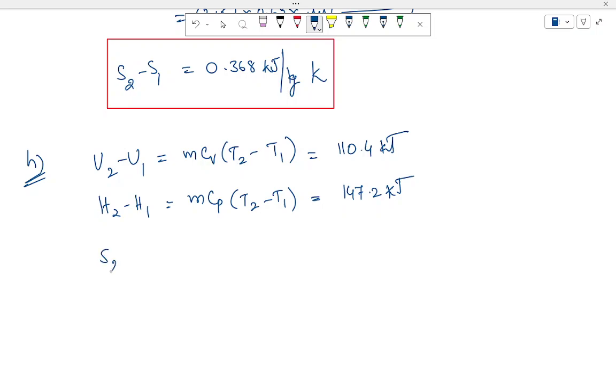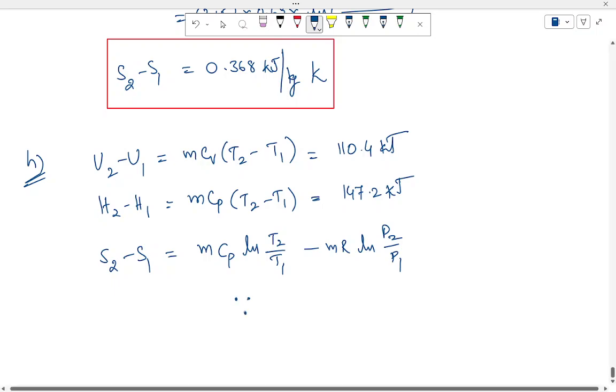Now you have to find out what is the value of S2 minus S1. For this S2 minus S1, for a constant pressure process, you take m Cp. You should not take it in terms of Cv now. You should take it in terms of Cp, because this is a constant pressure process. m Cp into ln T2 by T1 you have to use, and the R should be used in the other part of the same formula, m R into ln P2 by P1. This is the S2 minus S1 formula that we already know.